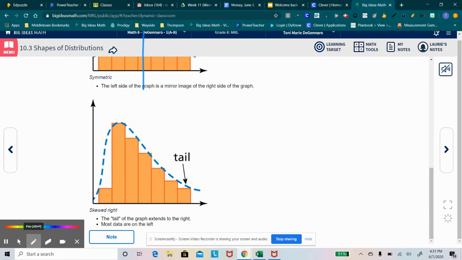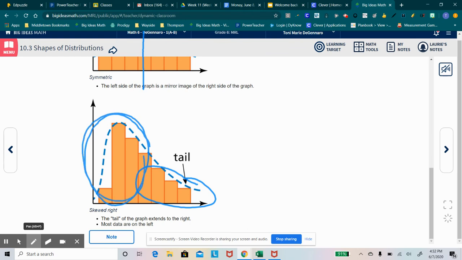All right, here's your last one. It's the same type of thing as the first one we did. So you look for the tail. Here is the tail, and the tail is more on the right-hand side. So that means we're skewed right. But if you're looking at most of the data being on the left, you can say, well, the opposite. So that means it's skewed right.